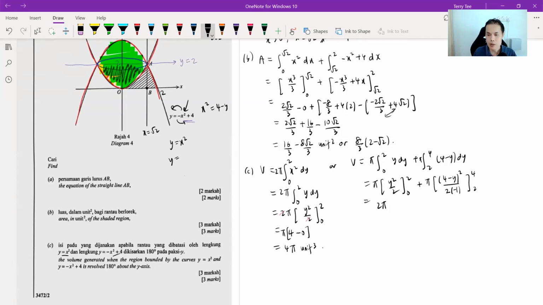This will be 2 minus 0. This will be pi over negative 2. I take out the negative 2. Put 4 inside. 4 minus 4, 0. 4 minus 2 is 2. 2 squared is 4. I just write 4 straight away. So this is now 2 pi plus 2 pi, which is also 4 pi.